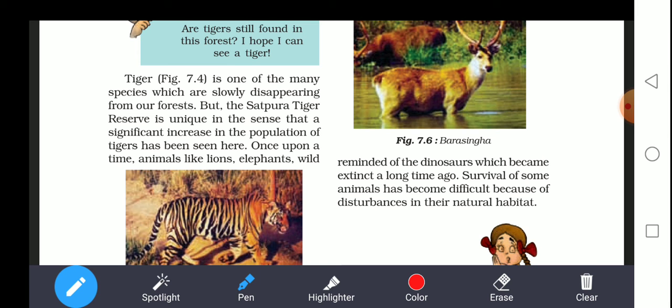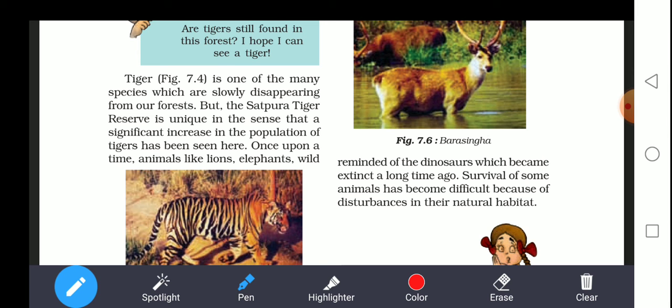They will gather some tigers from other forests. They will catch them and bring them and keep them in this reserve, the Satpura Tiger Reserve. They will keep them and increase the number of tigers. They increase the population of tigers.